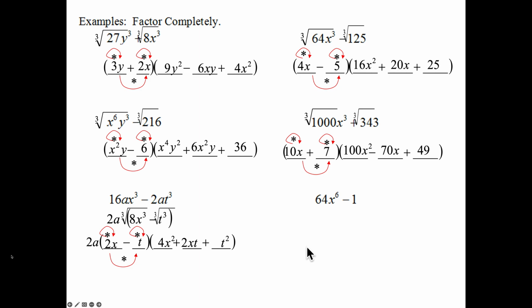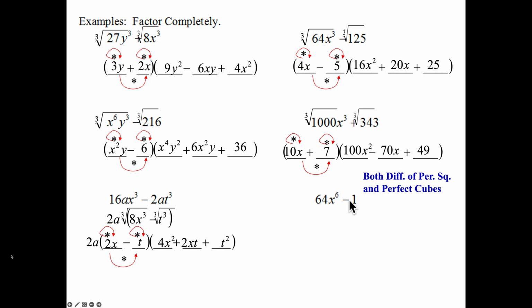Now, on this one here, 64x to the 6th minus 1, we got to be very careful, because this is both the difference of perfect squares and perfect cubes. 64 is a perfect square. Square root of 64 is 8. But it's also a perfect cube, as we saw up here. Cube root of 64 is 4. X to the 6th, that's an even power, that's a perfect square. 6 is a multiple of 3, it's a perfect cube. 1 is both a perfect square and perfect cube.